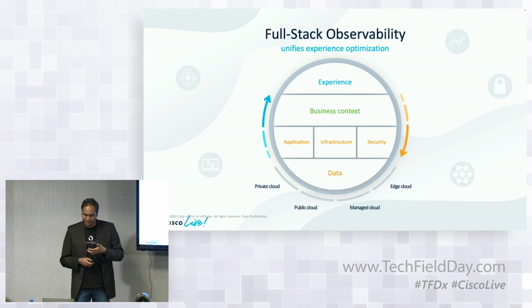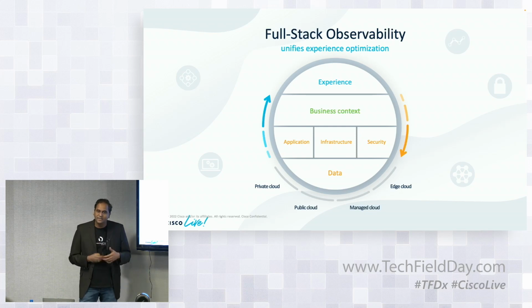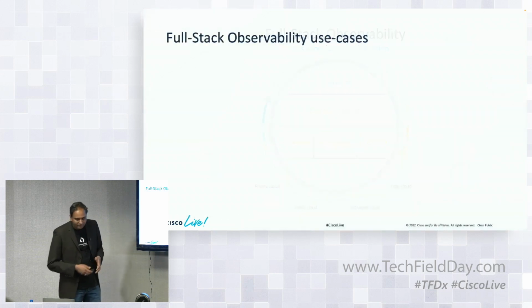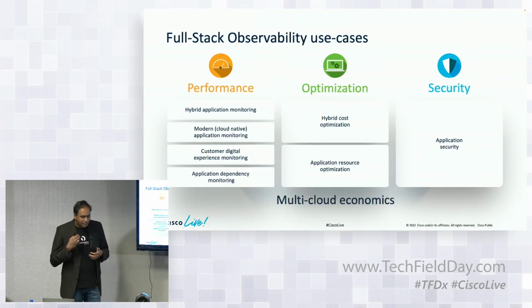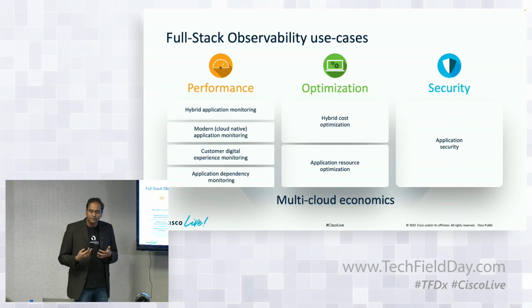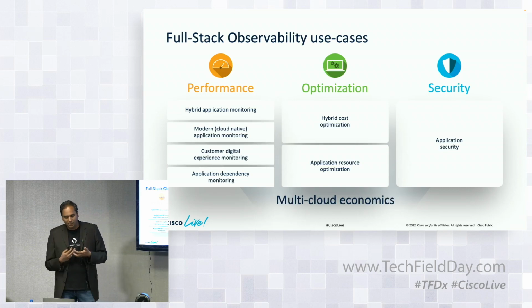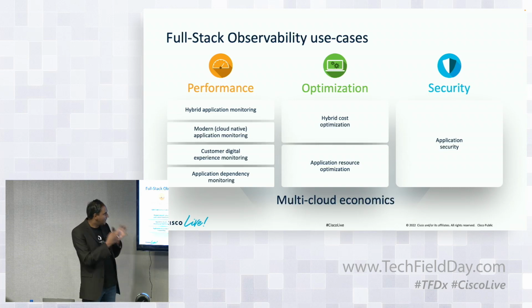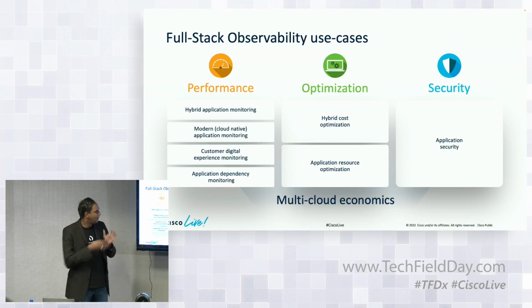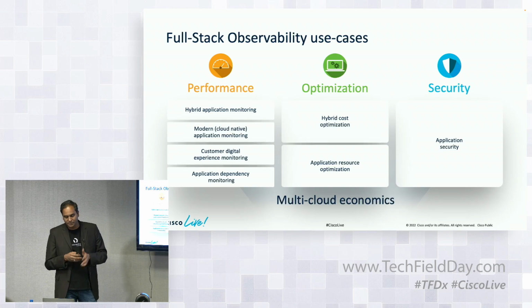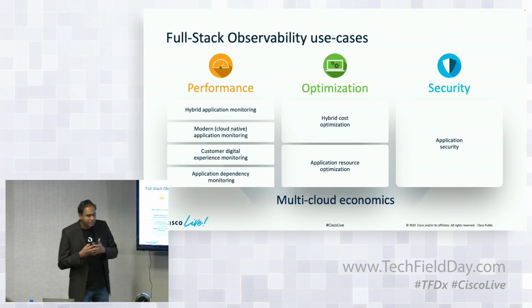optimization for our users. So if you think about that as the problem we are trying to solve, we have defined a set of use cases that we think every organization needs to think about when they think about their full stack observability, right? We think about it in three broad pillars. Pillar number one is around performance. Pillar number two is around optimization. Pillar number three is about security.